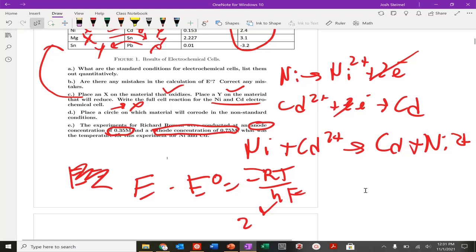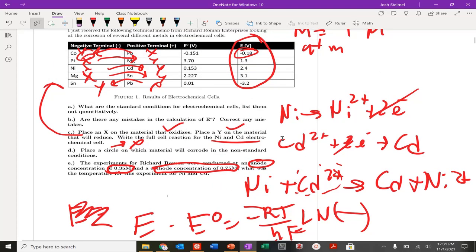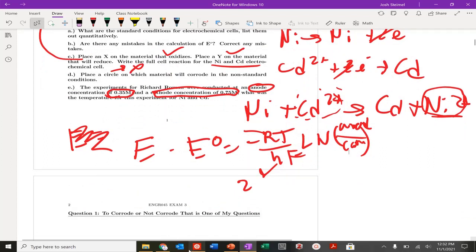And it's the log of what? If I look at this here, in this expression, is the Cd my anode or my cathode material? This is reactants, this is products. So it's always the concentration of the anode material over the cathode. So there we go. Now we can start to solve and figure out what temperature this experiment was conducted at.